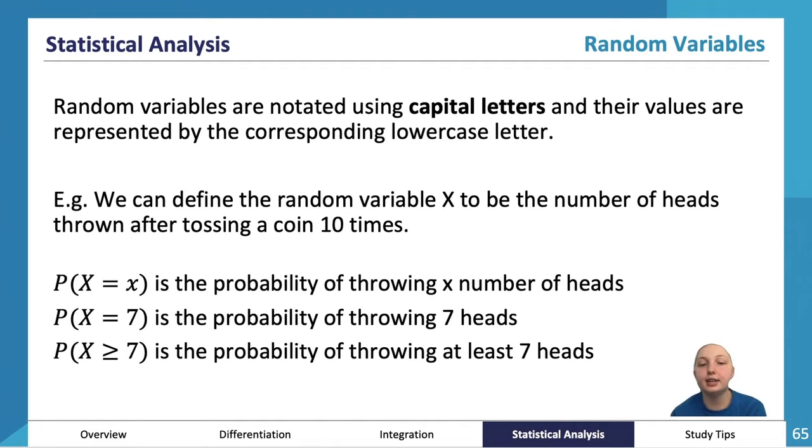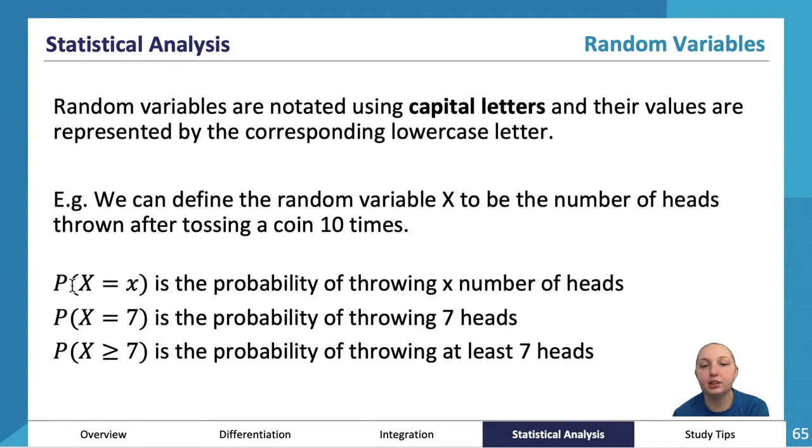Random variables are notated using capital letters, and their values are represented by the corresponding lowercase letter. For example, we can define the random variable capital X to be the number of heads thrown after tossing a coin 10 times. So the probability of the random variable X equals lowercase x is the probability of throwing lowercase x number of heads. The probability that we throw heads 7 times is the probability of throwing 7 heads. The probability of heads being greater than or equal to 7 is the probability of throwing at least 7 heads. That's really all there is to it.